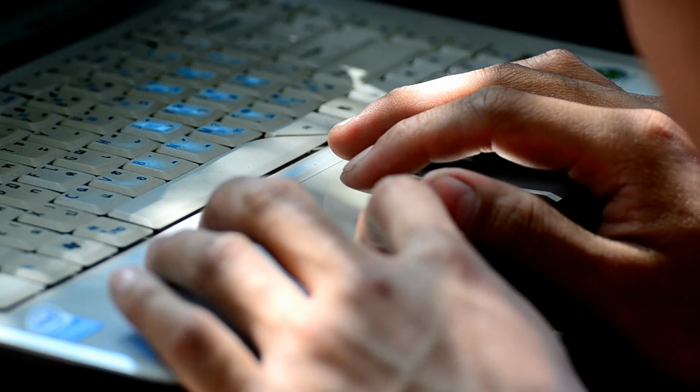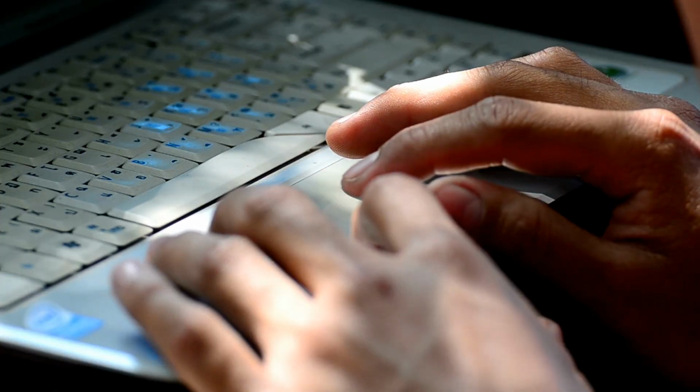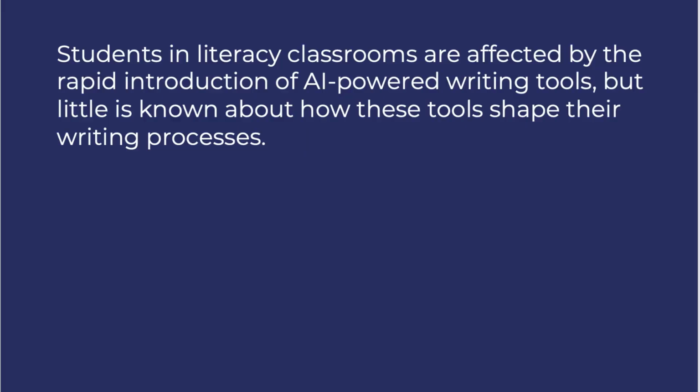To see how all of these elements work in practice, let's refine an example from the simple frame into a fully developed paragraph. If I begin with the sentence frame and write, students in literacy classrooms are affected by the rapid introduction of AI-powered writing tools, but little is known about how these tools shape their writing processes. This matters because their use may influence long-term skill development. I have a basic foundation.